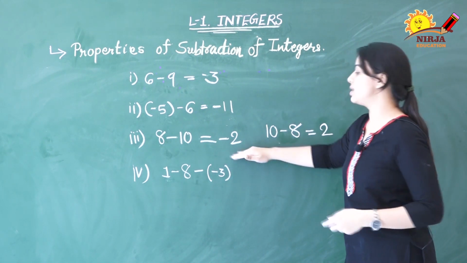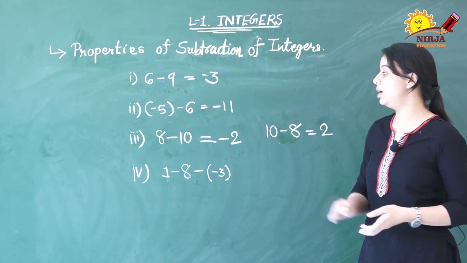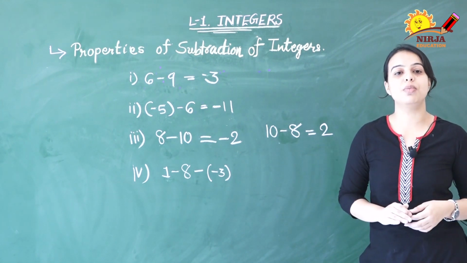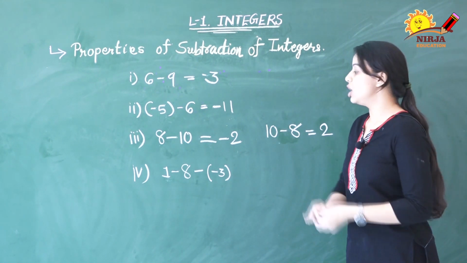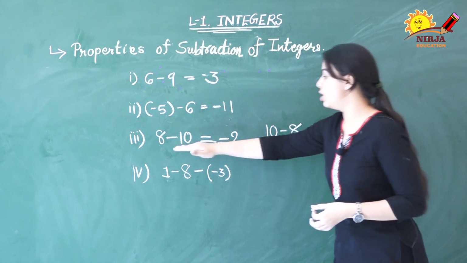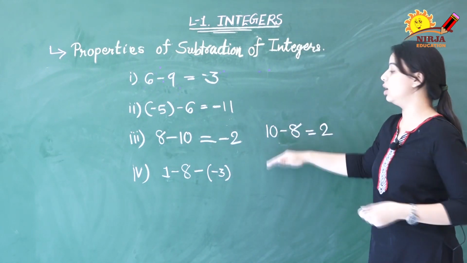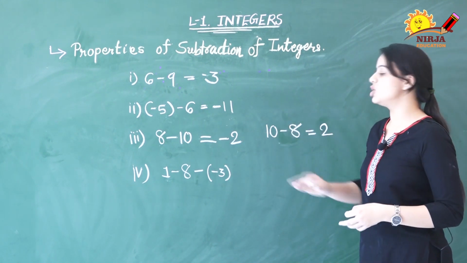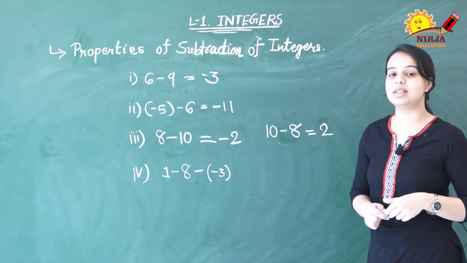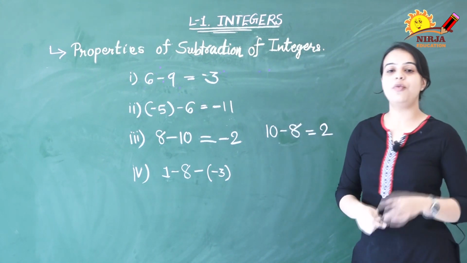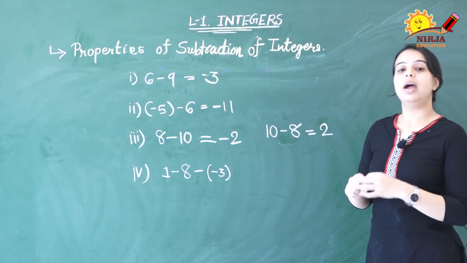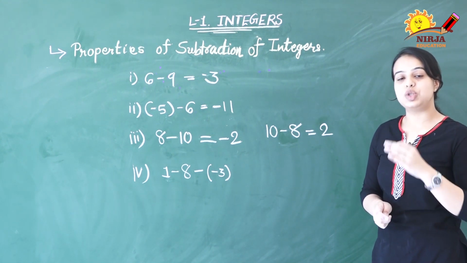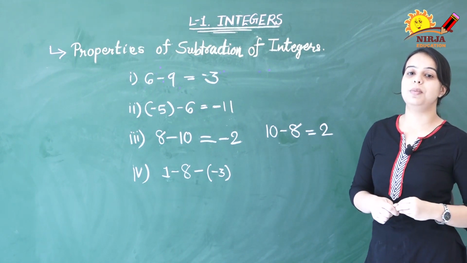So from these examples we can conclude that subtraction of integers is not commutative. That means if we change the order in which the subtraction occurs, then the result also is going to change. That means A minus B is not equal to B minus A. That is the commutative property for subtraction, and subtraction is not commutative. If we change the order, then the result also will be changed.